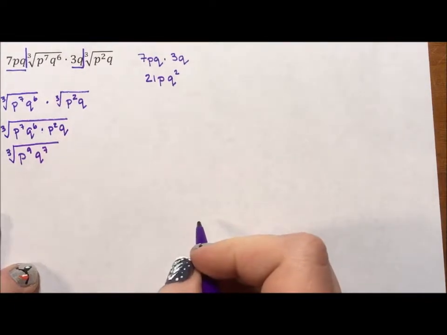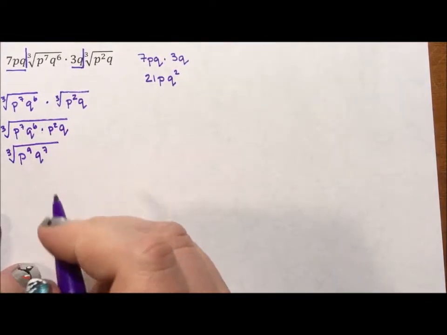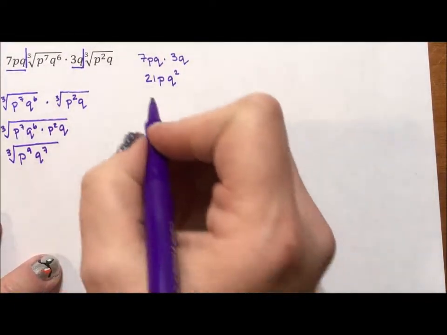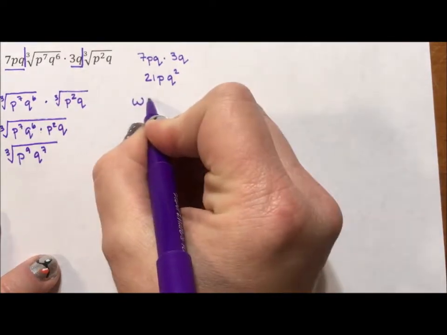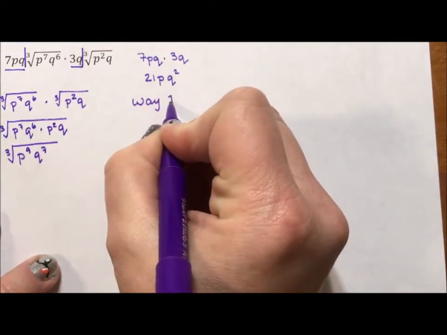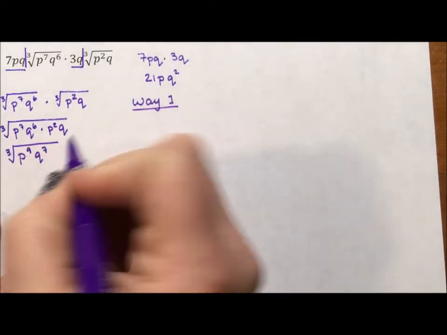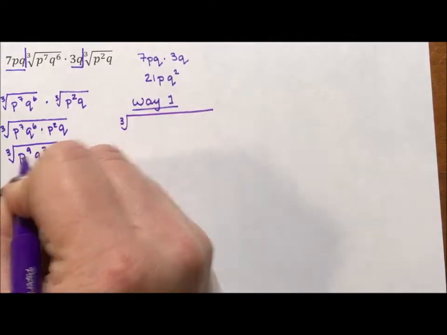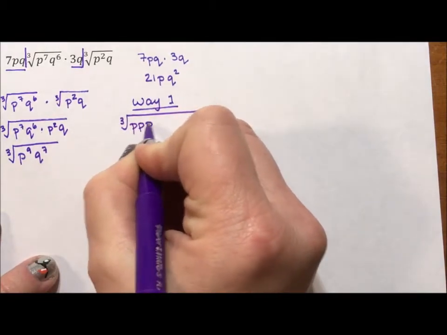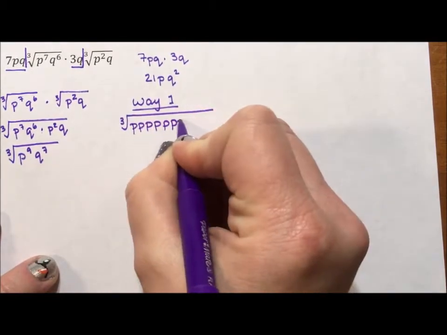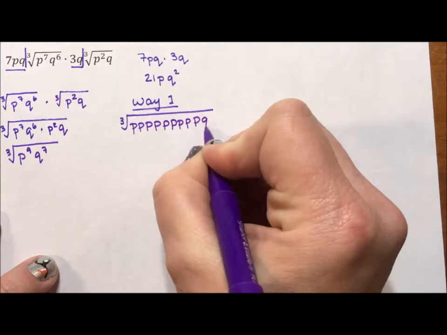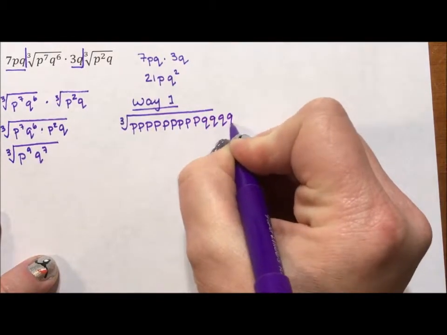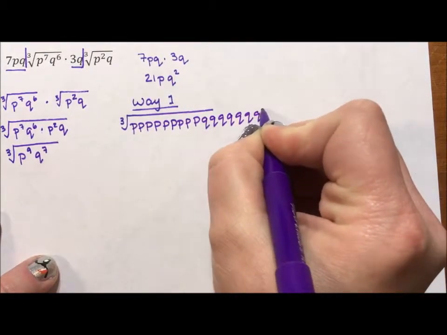Okay, now how to simplify this? I want to do this in two ways. The first way I'm going to call the more obnoxious way. I'm going to expand this out. I'm going to say the cube root of, let's see, we have 9 p's, 1, 2, 3, 4, 5, 6, 7, 8, 9, and 7 q's, 1, 2, 3, 4, 5, 6, 7.